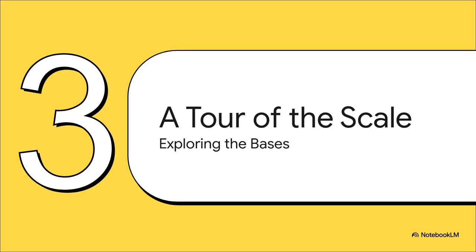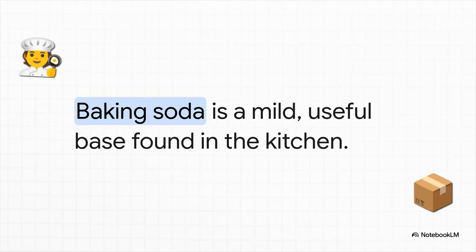All right, let's cross over to the other side of neutral and explore the bases. You might also hear them called alkaline substances. These guys range from a pH of 8 all the way up to 14. Starting our tour of the bases at a pH of 9, we find another kitchen staple, baking soda. It's a mild, super useful base that so many of us use for baking or even for cleaning.